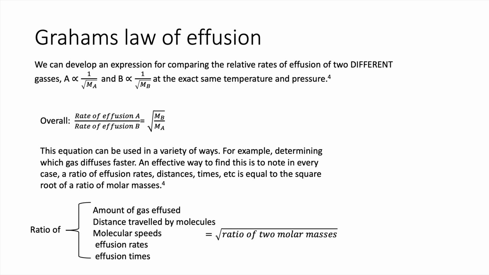The overall equation is the rate of effusion of gas 1 over the rate of effusion of gas 2 is equal to the square root of molar mass 2 over the square root of molar mass 1. This equation can be used in a variety of ways, for example, determining which gas effuses faster. An effective way to approach this is to note that in every case a ratio of effusion rates, distances, times, etc. is equal to the square root of a ratio of molar masses.